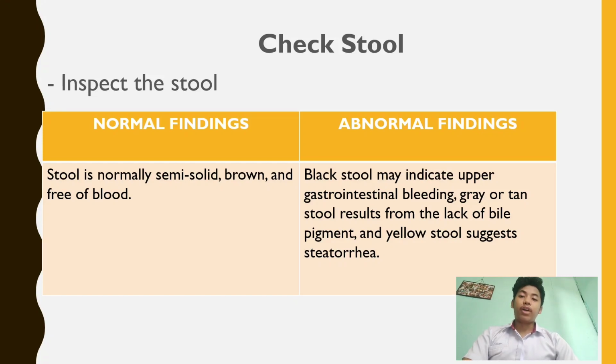For the abnormal findings, black stool may indicate upper gastrointestinal bleeding. Gray or tan stool results from the lack of bile pigment, and yellow stool suggests steatorrhea, an increased fat content. Blood detected in the stool may indicate cancer of the rectum or colon. Refer the client for an endoscopic examination of the colon.